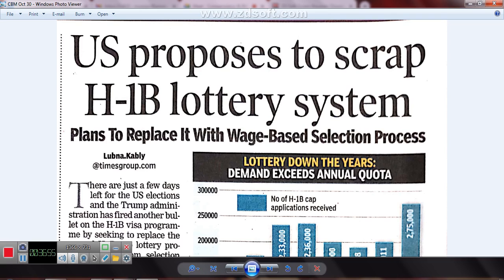This is from Times of India, October 30, from Business Times. US, that is the United States of America, proposes to scrap H-1B lottery system. H-1B is the type of work visa for other national citizens who go to America and work. So it is for them. The US plans to replace it with a wage-based selection process. That way, the United States of America proposes to scrap the H-1B lottery system and plans to replace it with a wage-based selection process.